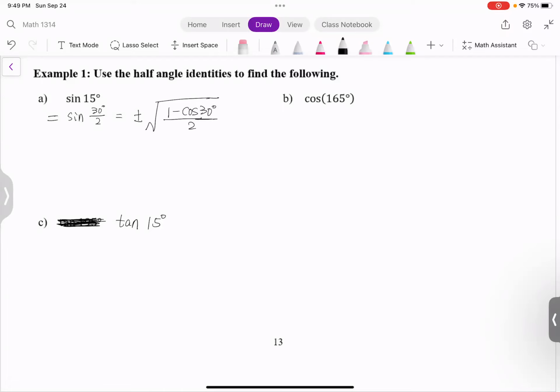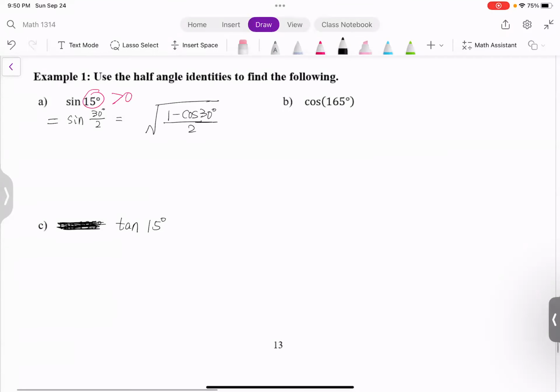Now, let's see. This is sine 15 degrees. In the first quadrant, is the value positive or negative? Positive. Oh, that means we have a positive or negative sign. We are not always choosing both solutions. We must choose one solution. It all depends on the angle and also the value of sine of that angle.